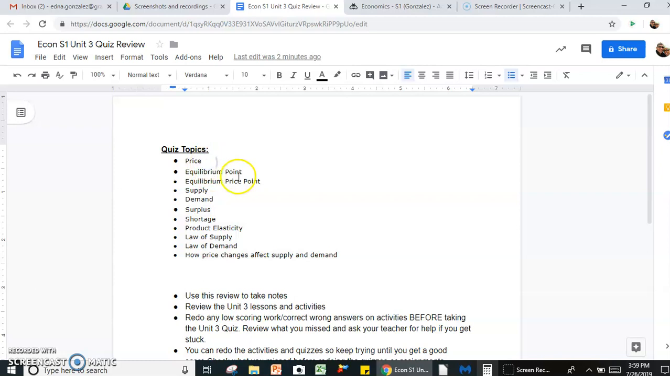So we have price, equilibrium point, equilibrium price point, which is a little bit different than the equilibrium point. We have supply, demand, surplus, shortage, product elasticity, law of supply, the law of demand, and how price changes affect supply and demand. So any of these topics can be reviewed before you take the quiz and should be reviewed.